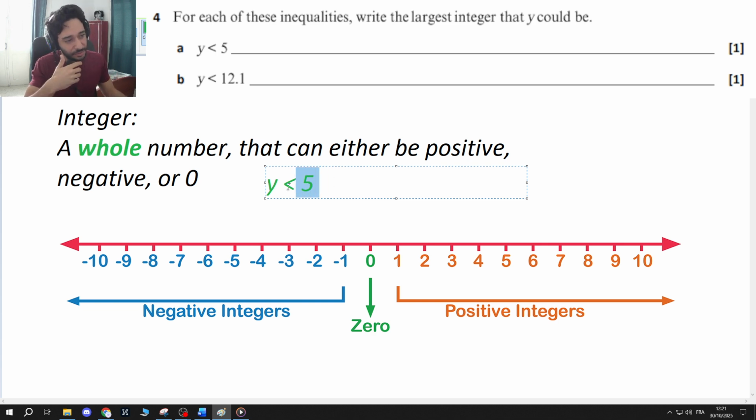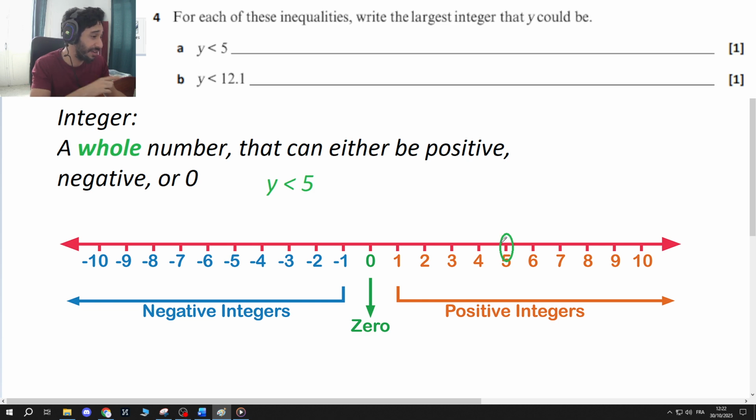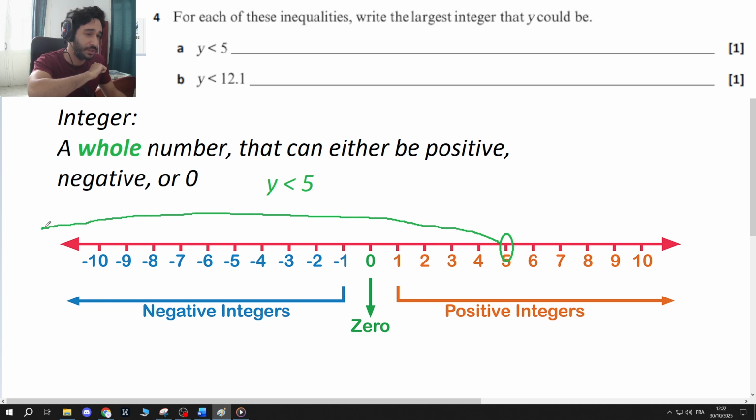So let's try to develop some logic here. Y is less than 5. So I'm going to pinpoint 5. So y could be anything that's below 5, right? It's not going to be 5 itself, but it's going to be anything that's below 5. So it's going to go towards what we call negative infinity. Now, you're not supposed to know what negative infinity is. Don't worry about it. You're going to be more acquainted with it in year 8. But for the time being, all I'm going to say is y is anything that is below 5.